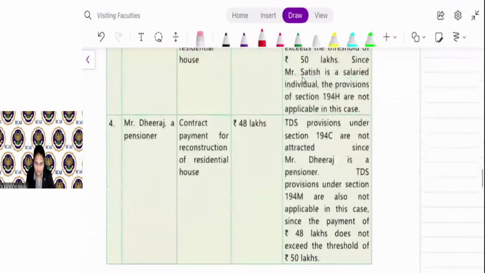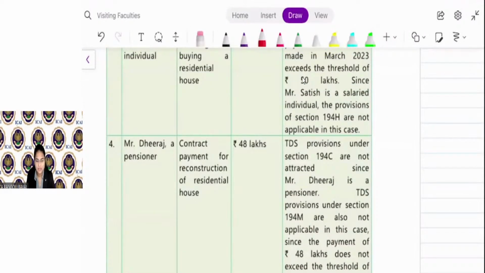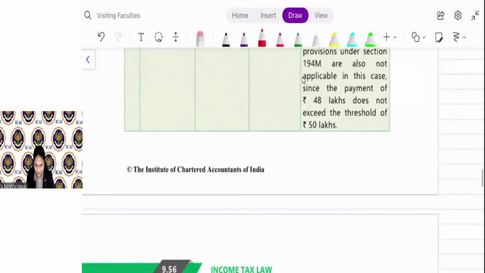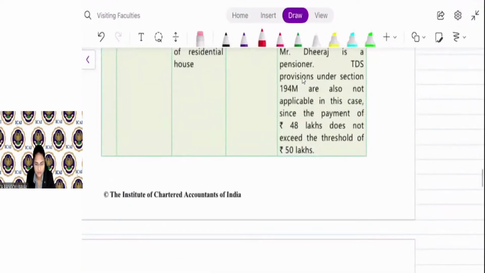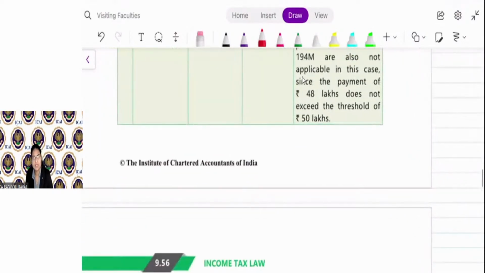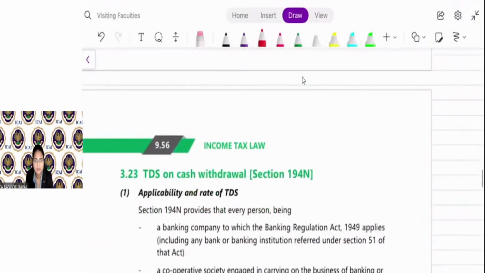Okay, clear everyone? Just go through up till now. I'll give you 2 minutes. After that, we will discuss section 194N, that is TDS on cash withdrawal. If you have any doubt, then let me know. Yes, Alok, 194C is not applicable because he is a pensioner. Up till now, if you have any doubt, just let me know.